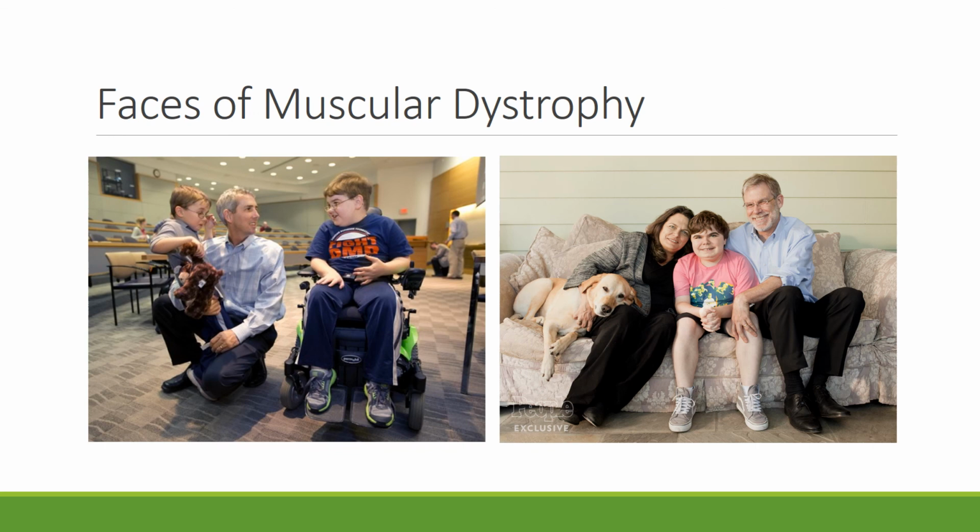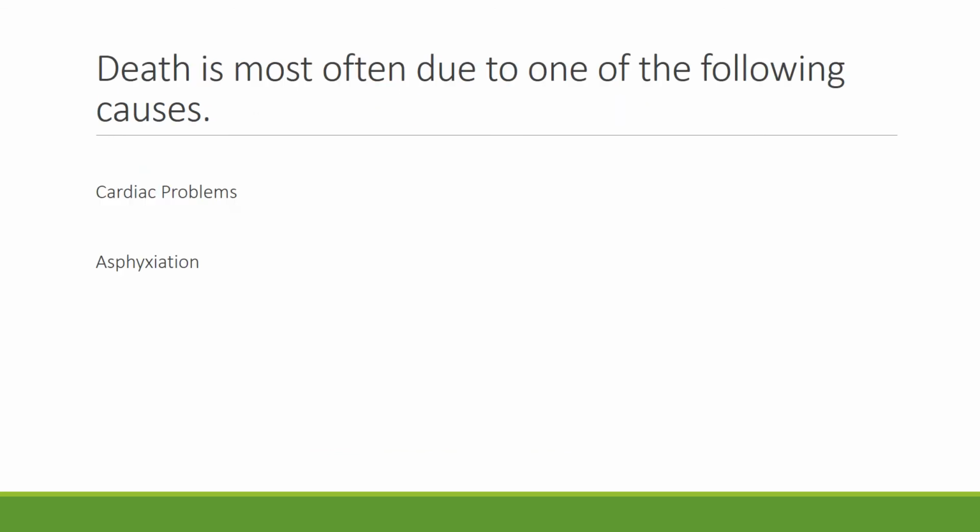Here are 2 families that have been affected by Duchenne muscular dystrophy. In most cases, death is due either to cardiac problems or asphyxiation.